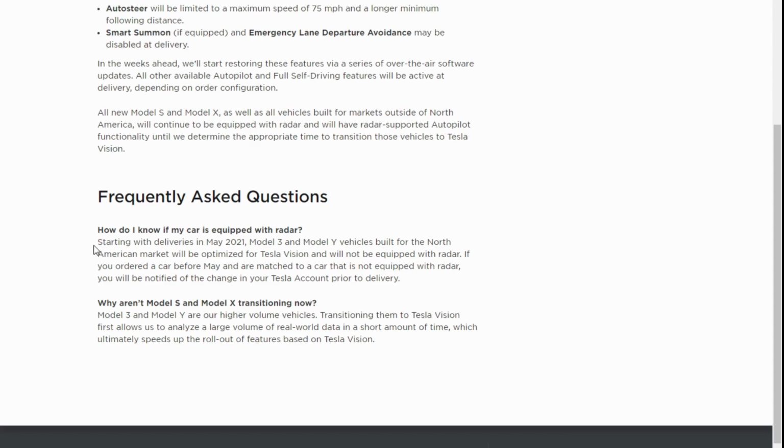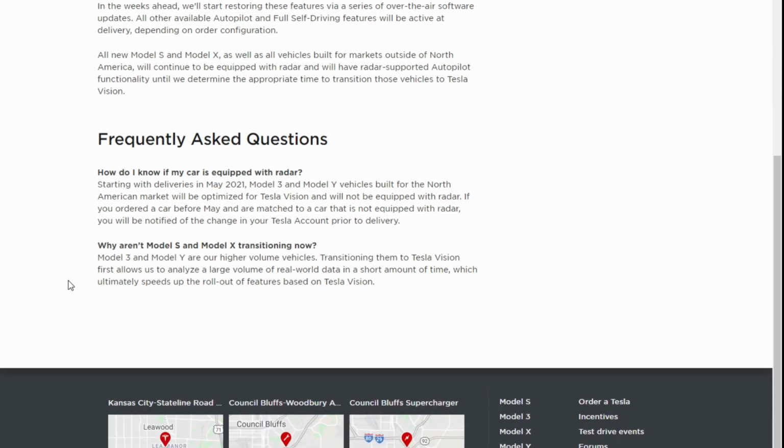They have a quick fact here. How do I know if my car is equipped with radar? And they say, starting with deliveries in May 2021, Model 3 and Model Y vehicles built for the North American market will be optimized for Tesla Vision and will not be equipped with radar. If you ordered a car before May and are matched to a car that is not equipped with radar, you will be notified of the change in your Tesla account prior to delivery.